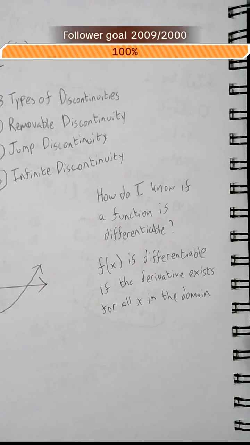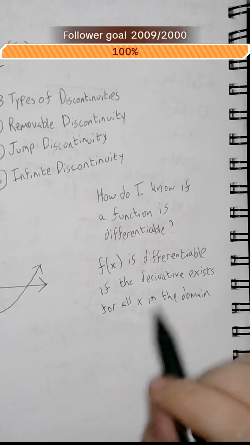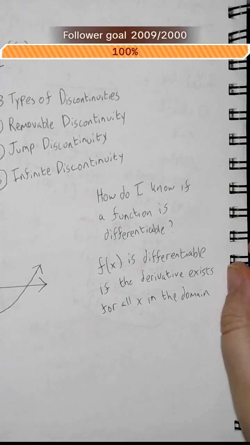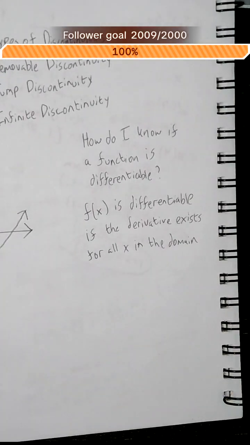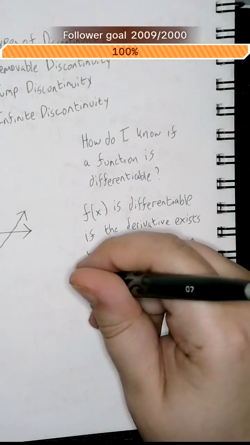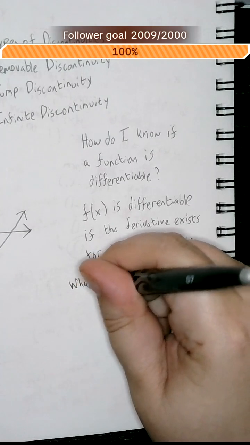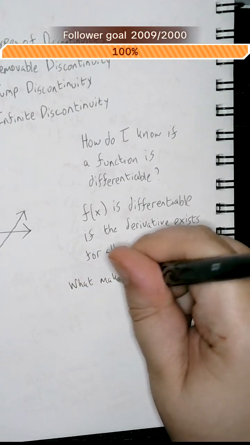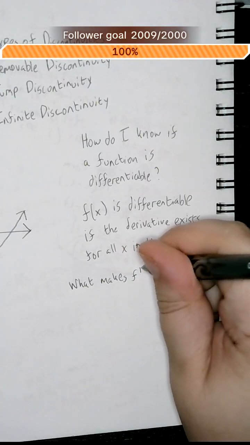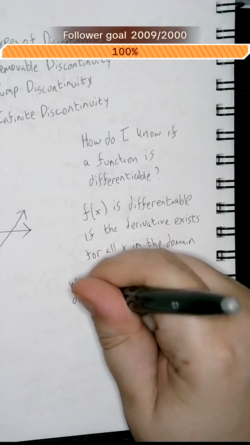So yeah, how do I know that the derivative exists for all x in the domain? If we're looking at a graph, we're looking for two things. Let's look for what makes f of x not differentiable.